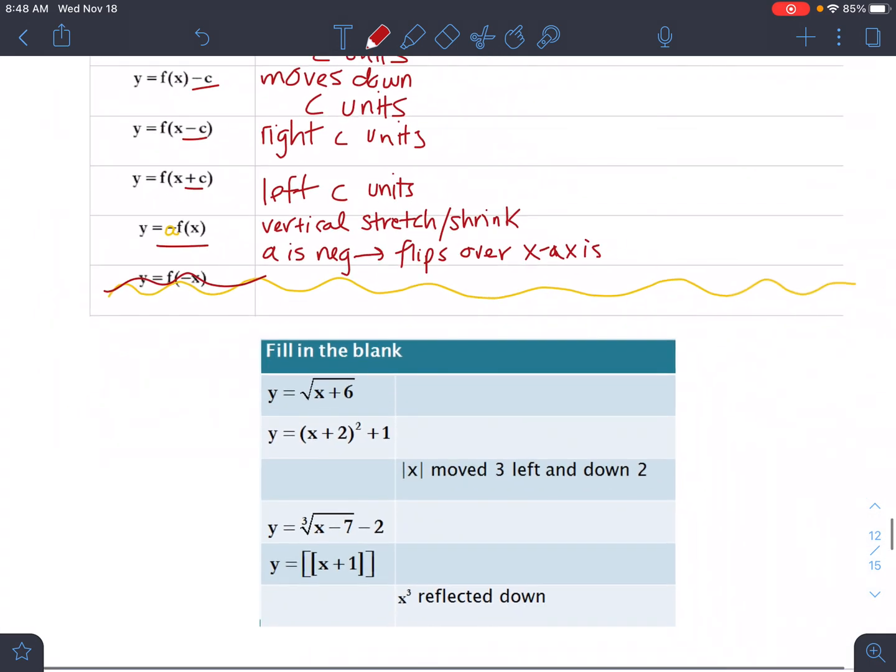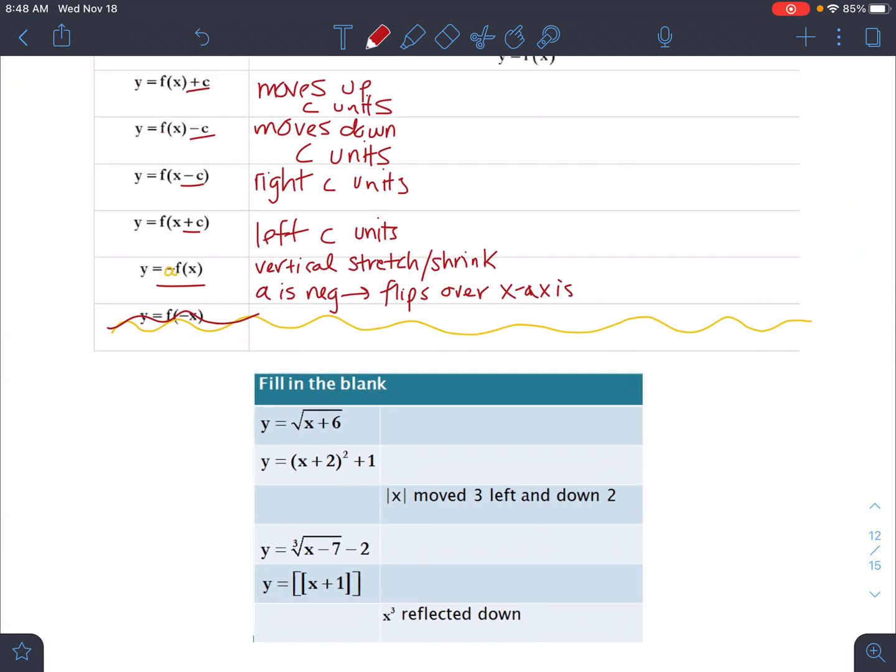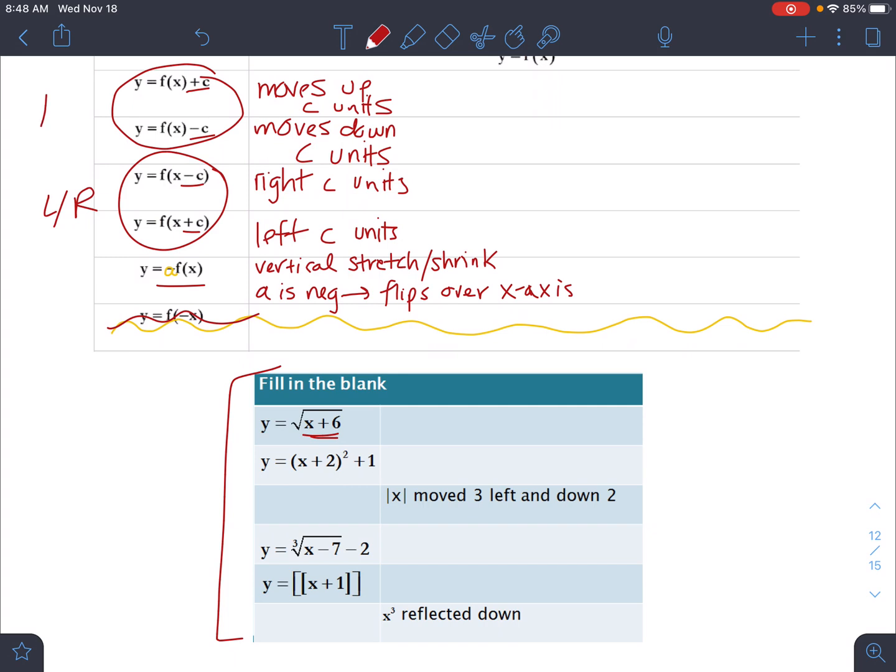Okay, so we're done with our exploring. Let's actually figure out what's going on and how to graph these by hand. All right, so if we move over to this little fill in the blank here, what we're looking out for is what's going on inside. Things that are inside are left and right. Things that are on the outside are shifting up or down. So x plus 6 is on the inside. When we add on the inside, we're moving left 6.